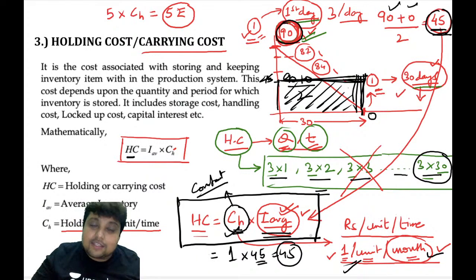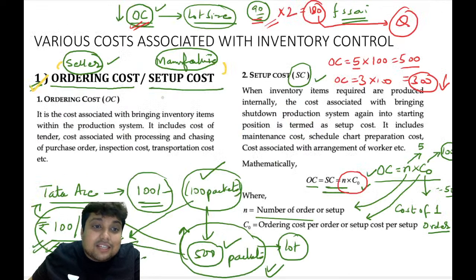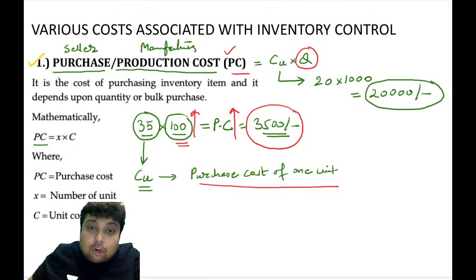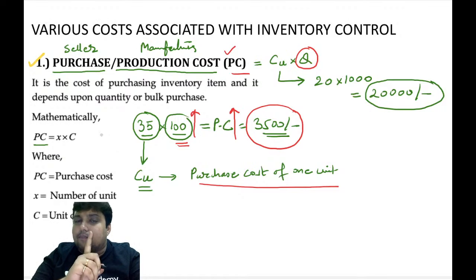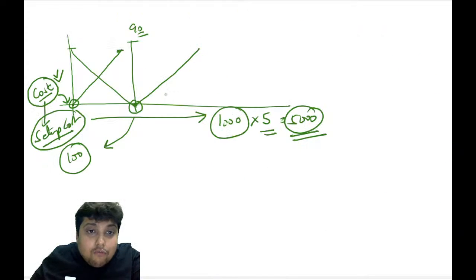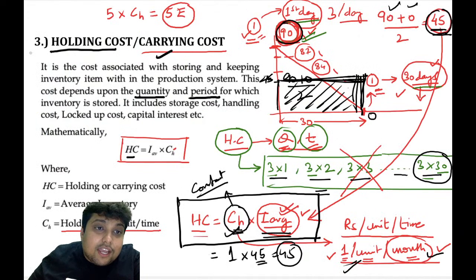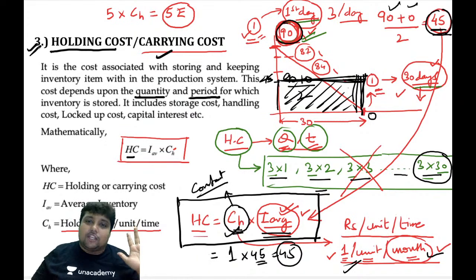What I am saying is, whenever we have to consider holding cost or carrying cost, 2 things come into action. One is quantity, other is period or duration. Up until now, the costs that we have discussed, like the ordering cost or the purchase cost, they both depend on quantity, but duration was not playing its part. Now, for first time, in the case of holding cost, it depends both on quantity as well as on duration.